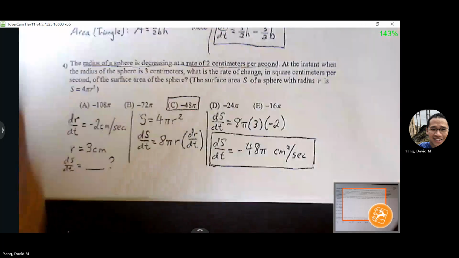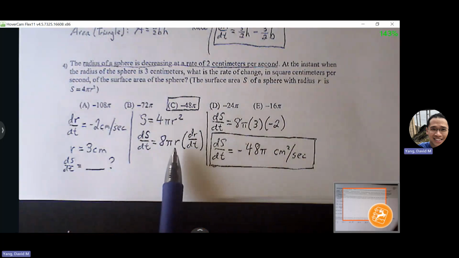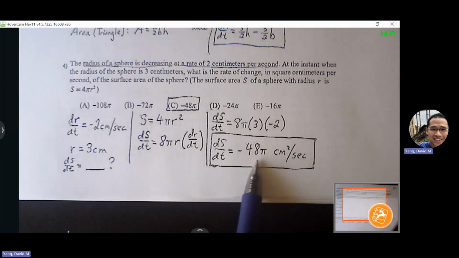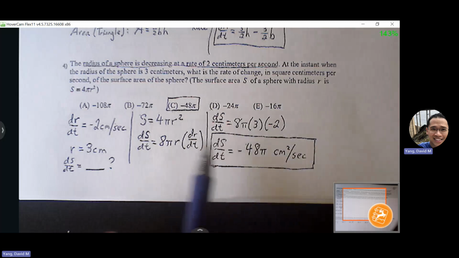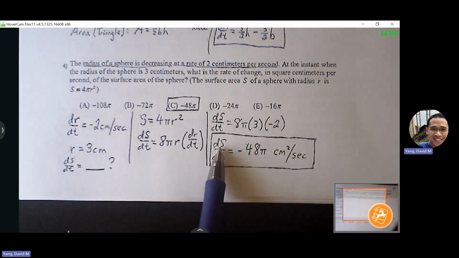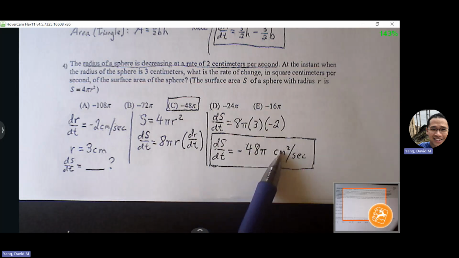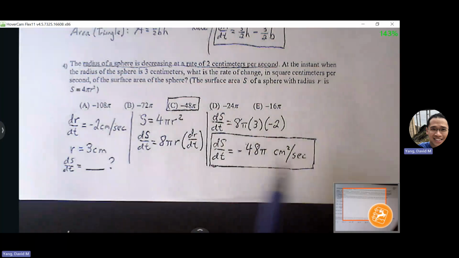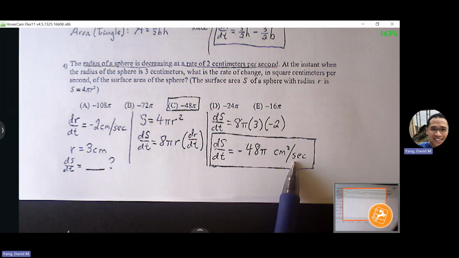Good. Yeah, so r gets replaced with 3, dr dt gets replaced with -2, multiply that together, -48 pi. Now, I just want to talk about units for a second. We're talking about surface area over time. So focus on the word area. Area is a 2-dimensional unit. That's why centimeters squared. Time is per second. I know it's not referenced here, but if it's free response and they're asking for units of measure, I want to make sure that we know how to find those units.